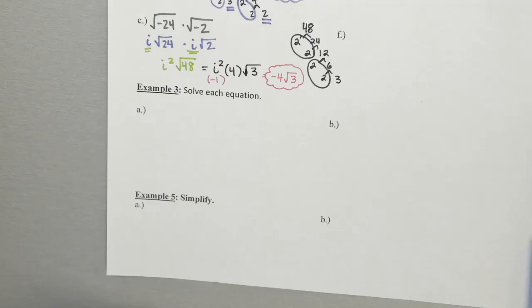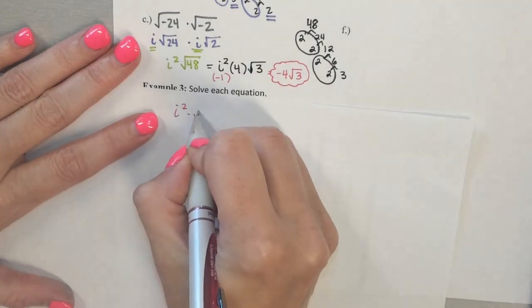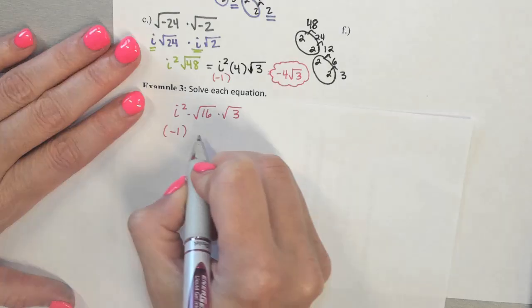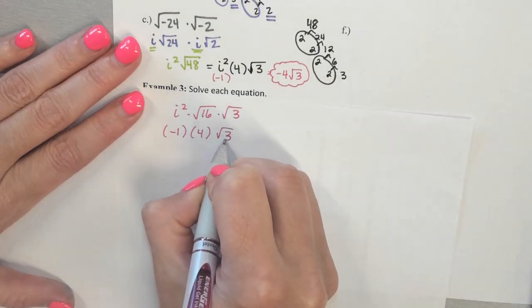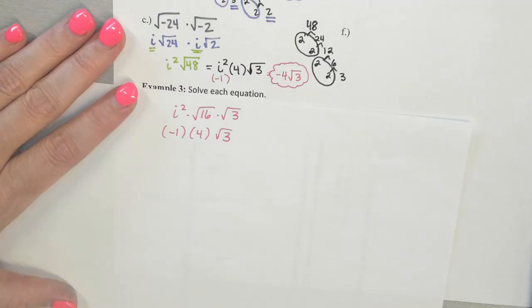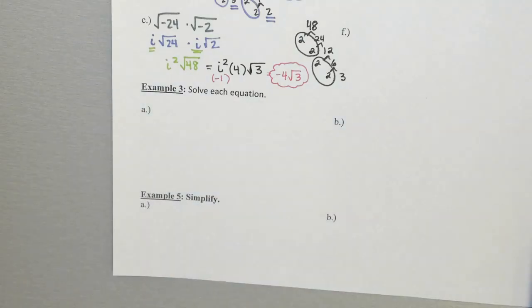Okay, you can also, for this one, if you like, some of you might have known the perfect square in 48 is 16. Okay, so again, this would be -1, this would be 4, this would be √3, and then you multiply those together. Okay, so whatever one of those is easier for you. It depends on how comfortable you are with multiplication facts.